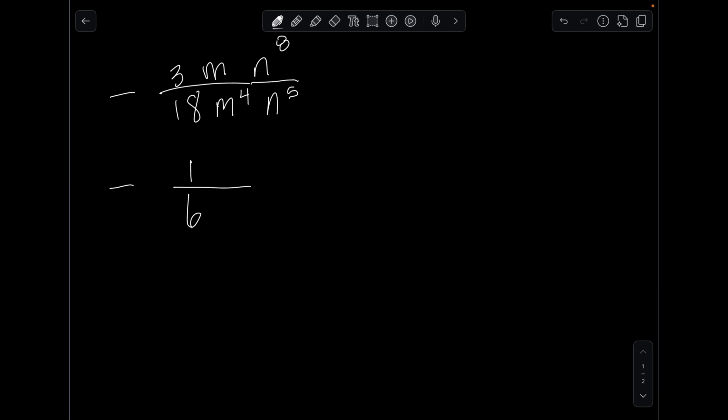Now the question is, is it top heavy for M or bottom heavy? You got it. It's bottom heavy. There's more M's at the bottom. By how much? There's 1 up here. There's 4 down here. What's the difference? 3. You got it? Okay, for N, top heavy or bottom heavy? Top heavy. By how much? What's the difference? 3. 8 minus 5 is 3. Again, you don't need that 1 over n cubed. Just say n cubed. Okay? And there's your final answer.